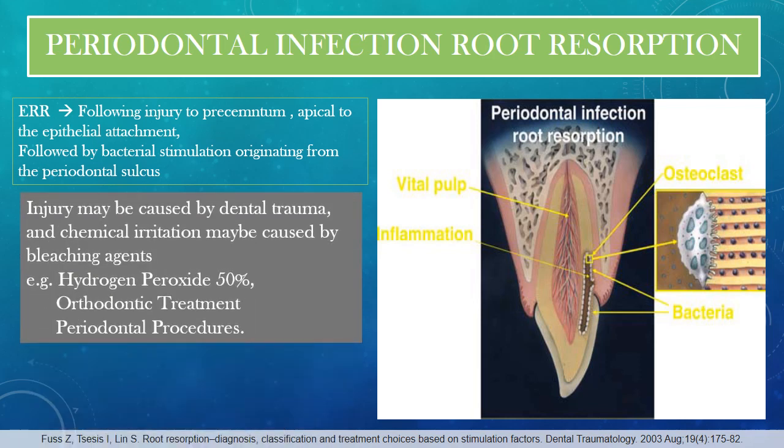Infrequently, external root resorption may occur after the injury of the pre-cementum, apical to the epithelial attachment, followed by bacterial stimulation originating from the periodontal sulcus. Injury may be caused by dental trauma, chemical irrigation, bleaching agents such as hydrogen peroxide, orthodontic treatment or periodontal procedures. What happens is the bacteria from the periodontal sulcus penetrate the patent dentinal tubules coronal to the epithelial attachment and exit apical to the epithelial attachment without penetrating the pulpal space.